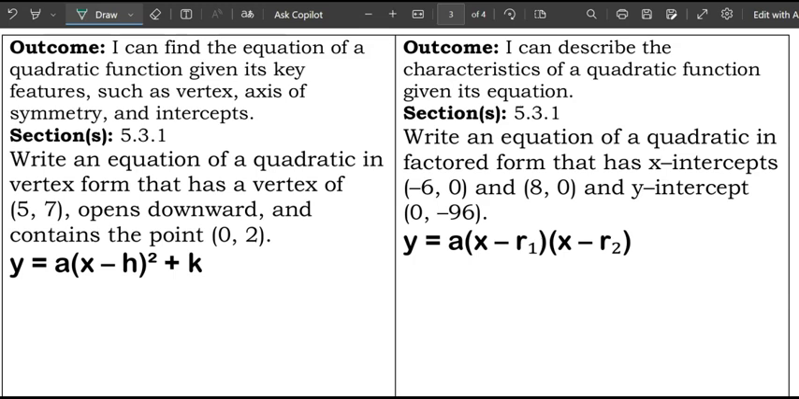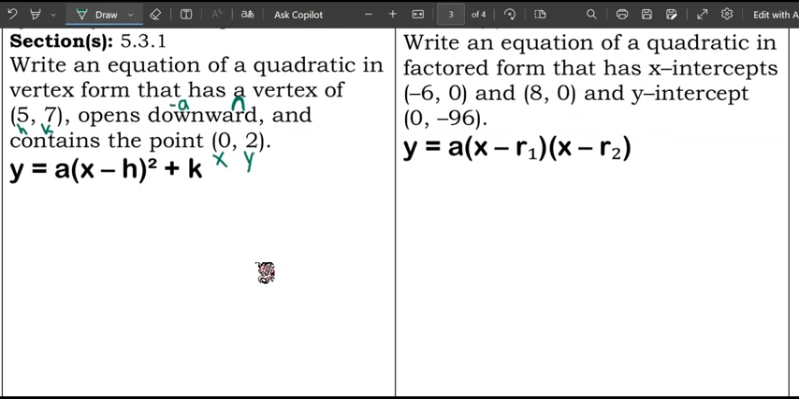We're going to use all of this information to solve for a. For the vertex, we're going to plug the 5 in for h, the 7 in for k, the 0 for x, and the 2 for y. Opens downwards means that a is going to be negative, and it's going to be opening this way. Let's plug in these values to solve for a.